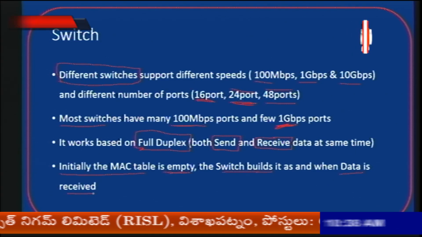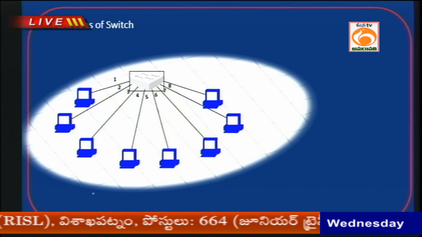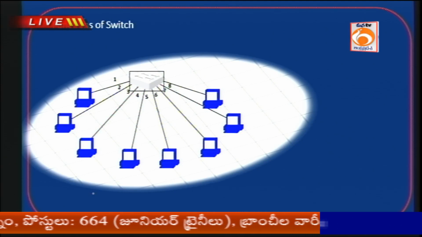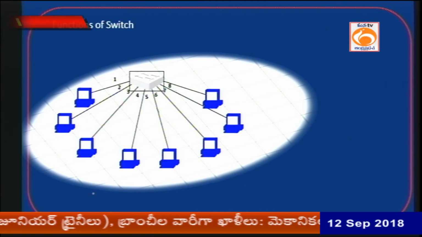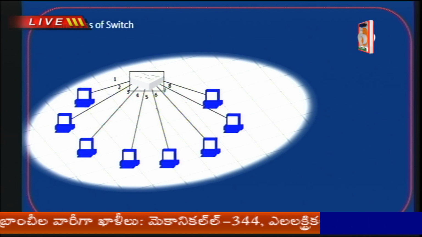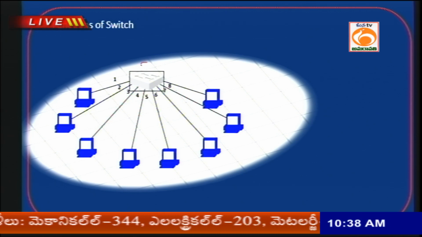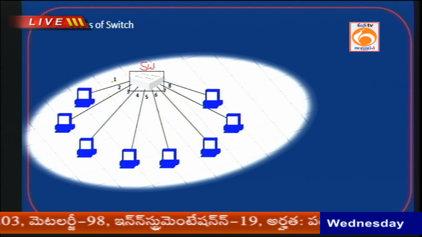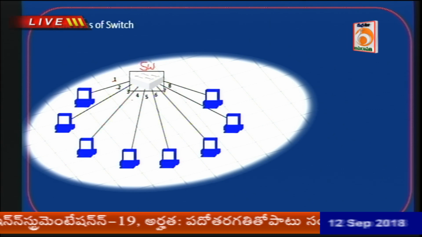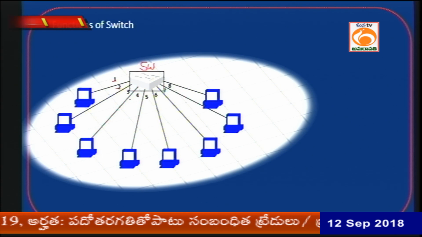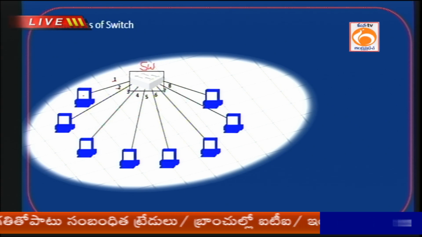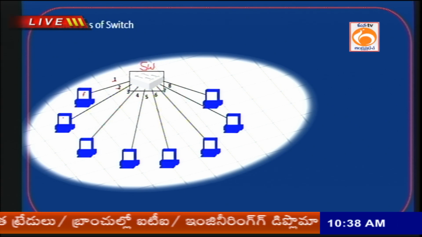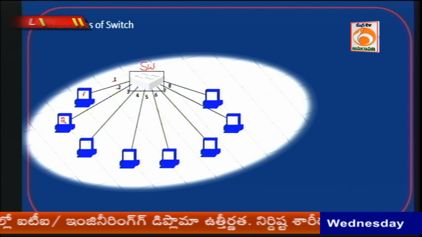So, we will take an example of how the switch works, and we call this the functions of the switch. Here we have a switch, and this switch is connected to a few computers on these corresponding ports, port number 1, port number 2, port number 3 up to 8. There are 8 ports on the switch, and there are 8 computers connected to this switch.